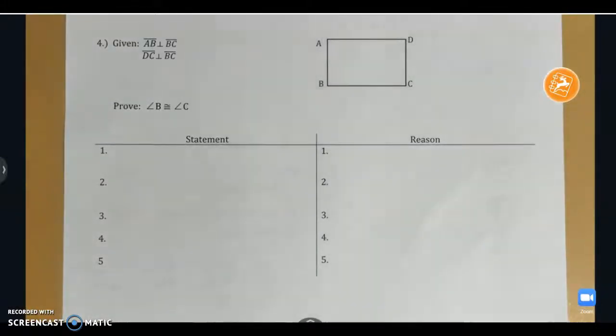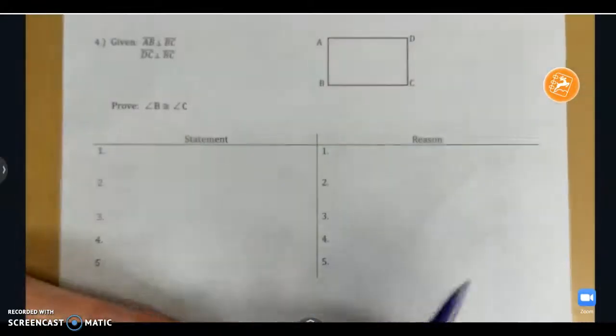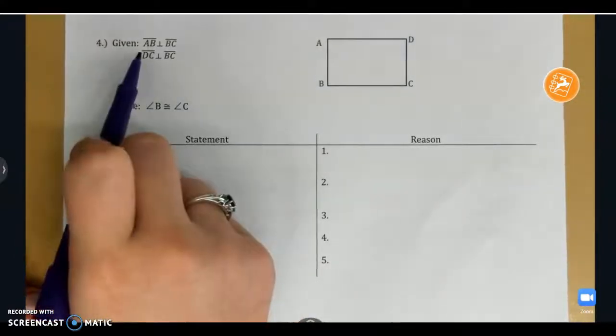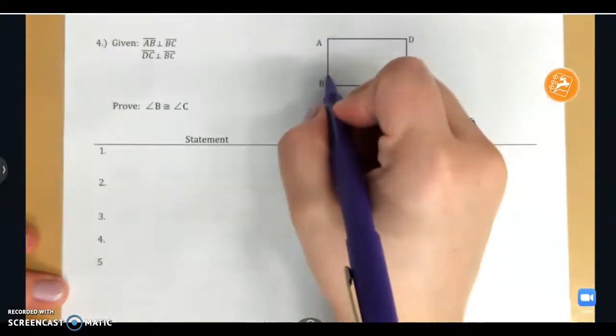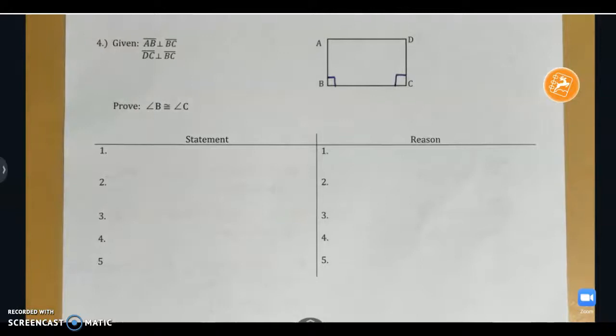So, thinking logically through the order of your statements, there are a couple different ways that you could order your statements and reasons, as long as the reason matches the statement and as long as it still shows what needs to be shown. So, we know that these are perpendicular lines, so we already know that these two angles are going to be right angles. That's what we know. Those are conclusions we can draw.